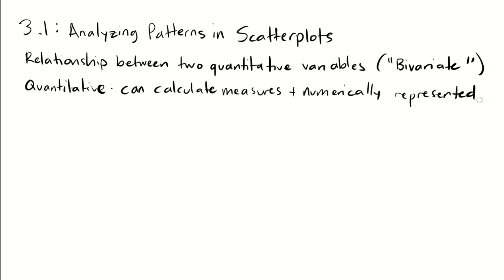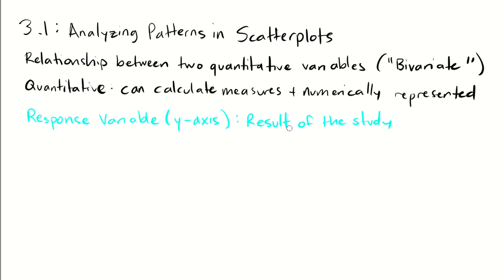So just like other graphs, scatterplots have an x-axis and a y-axis. Let's start with the y-axis. On the y-axis, we have our response variable. The response variable is simply the result of the study, or whatever comes out of it. Sometimes you'll see this referred to as the dependent variable.